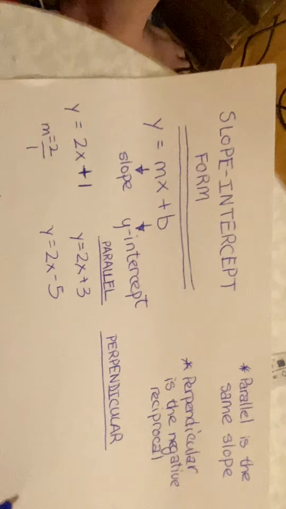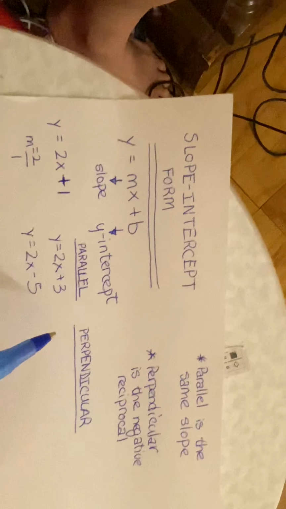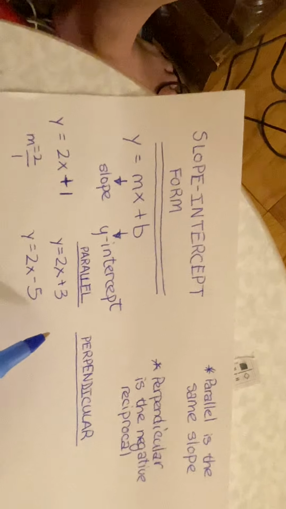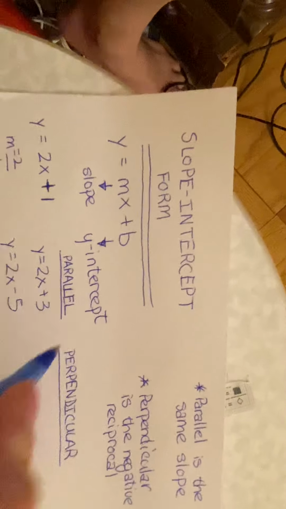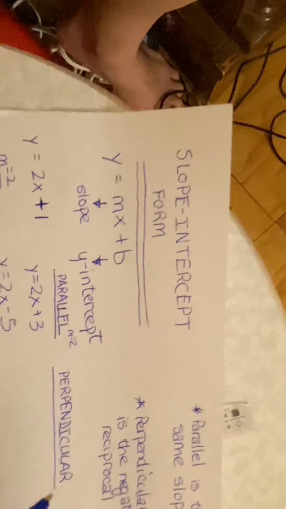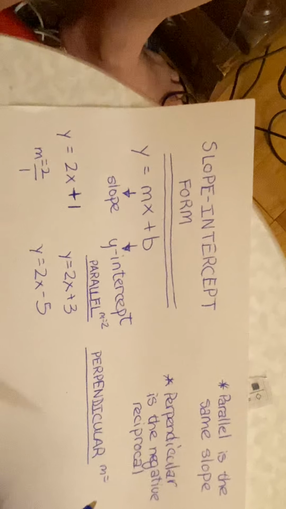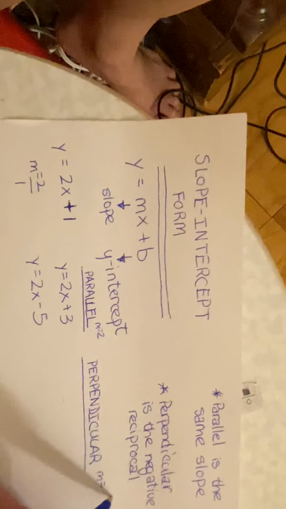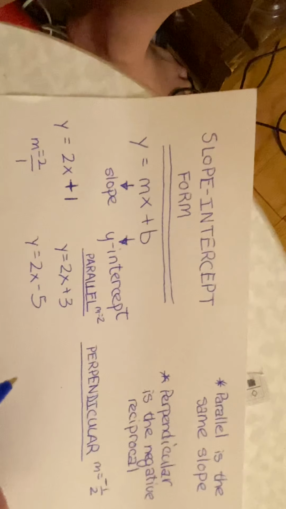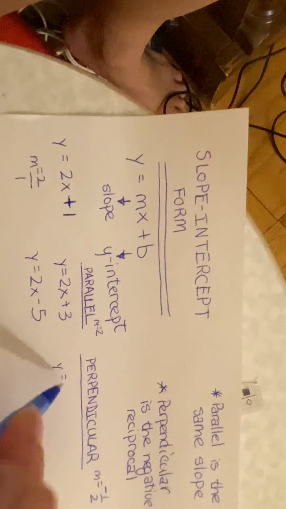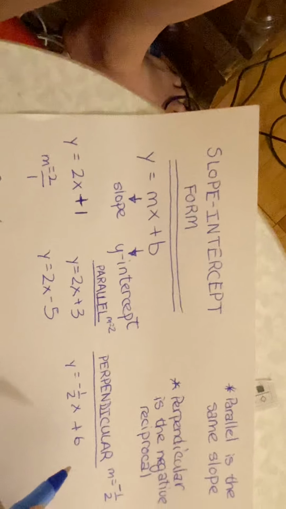Oh, I forgot one other thing. So if the slope is going to be perpendicular, if you look at the notes on top, we take the negative reciprocal. So this slope is going to be 2. The slope for perpendicular is taking the reciprocal, so I'm going to switch the numerator and the denominator, and I'm going to get 1/2 and make it negative. So the perpendicular slope is going to be negative 1/2. So that could be y equals negative 1/2 x plus 6.